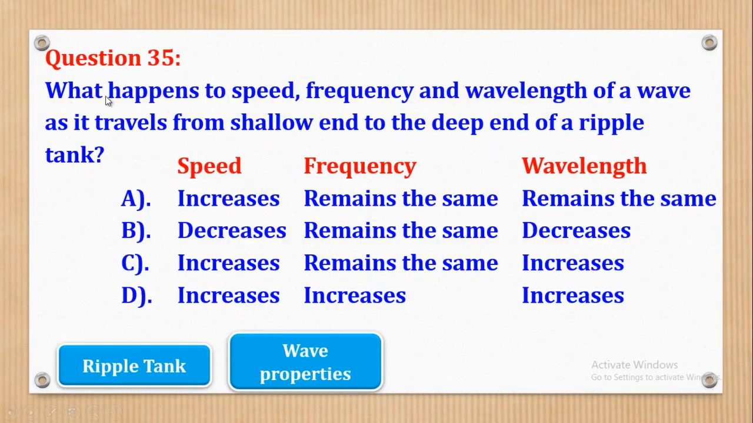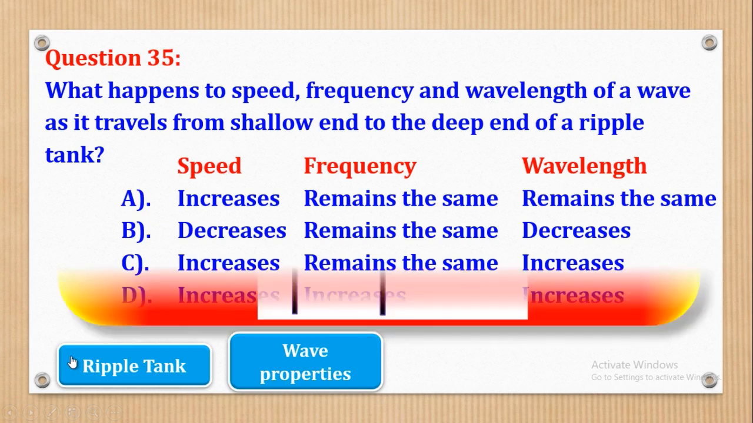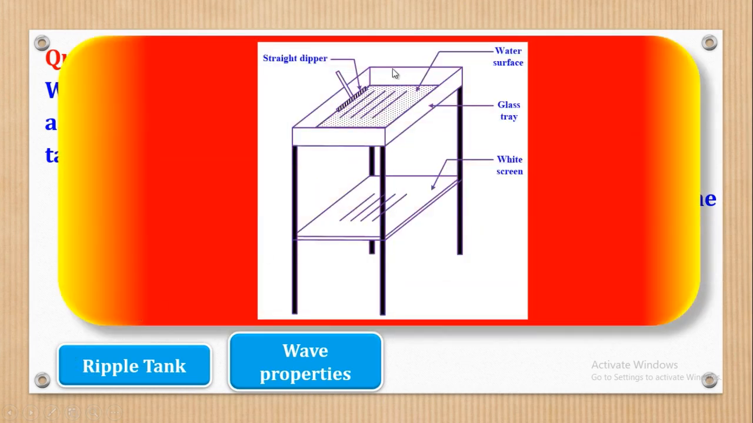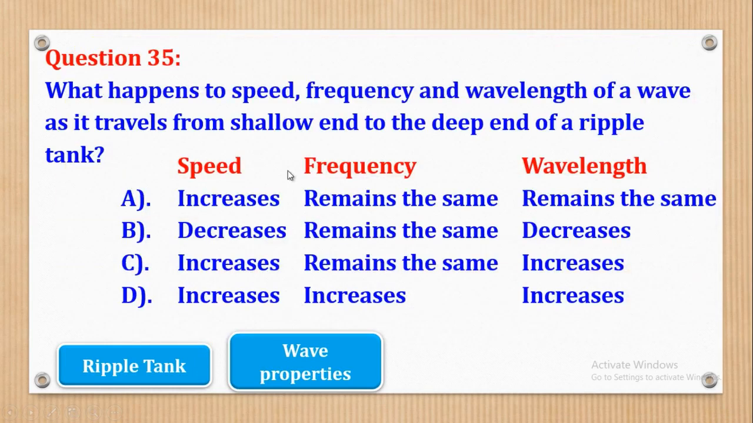So question 35 says, what happens to speed, frequency and wavelength of a wave as it travels from shallow end to the deep end of a ripple tank? So a ripple tank is of this shape, so it has water, and this is used to find out the various properties of water waves. So in this case we want to find out what happens to speed, frequency and wavelength as it travels from shallow end to a deeper end of a ripple tank.